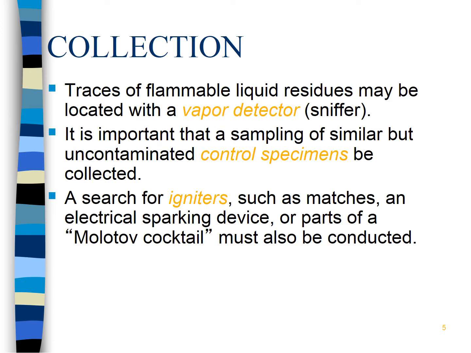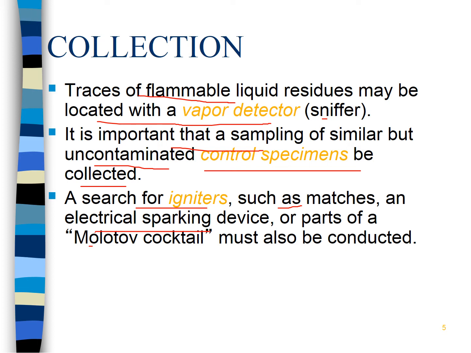So the traces of flammable liquid residues may be located with a vapor detector or sniffer, and it is important that samples of similar but uncontaminated control specimens be collected. So tak boleh ada contamination lah. So the control specimens need to be collected. The search for igniters such as matches and electrical sparking devices or parts of Molotov cocktails must also be conducted. Sebab dia nak kena cari apakah punca yang menyebabkan kebakaran tu berlaku. Okay, tadi dua perkara iaitu yang mempercepatkan, to accelerate the fire, and also the ignition device for the fire.